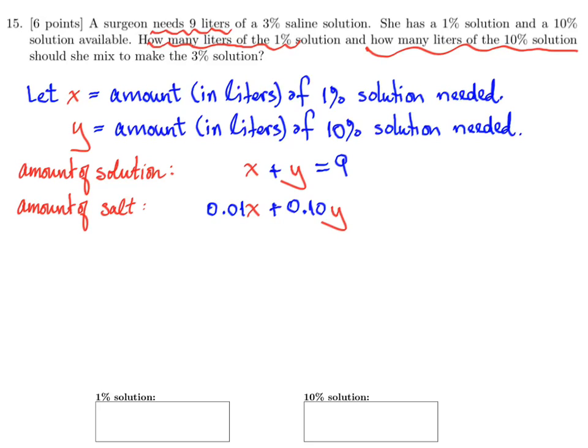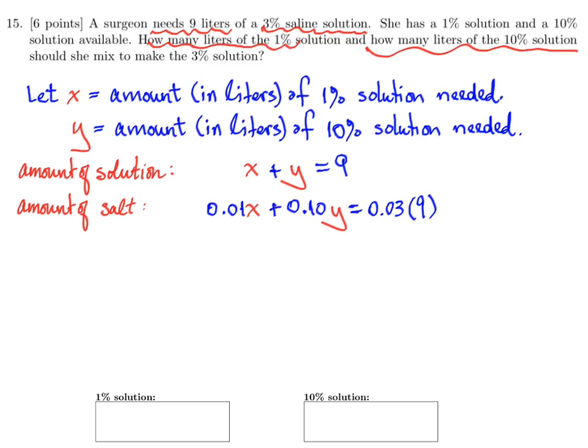Now, the salt from the first one plus the salt from the second one have to add up to the amount of salt that she gets in the resulting mixture. And it says that 3% of the 9 liters has to be salt, right? She's getting 9 liters of a 3% solution, which means that 3% of that 9 liters is salt. So this is the salt equation. The first equation is the amount of liquid she's got. The second equation is the amount of salt that she's got.